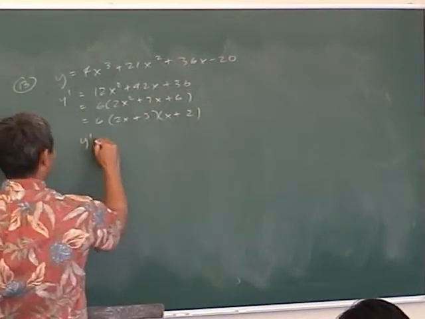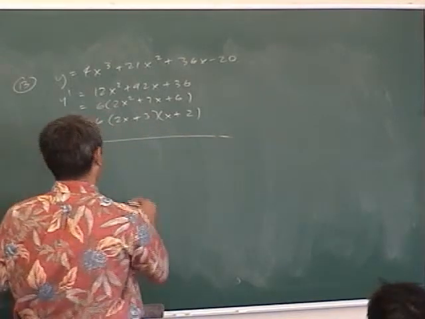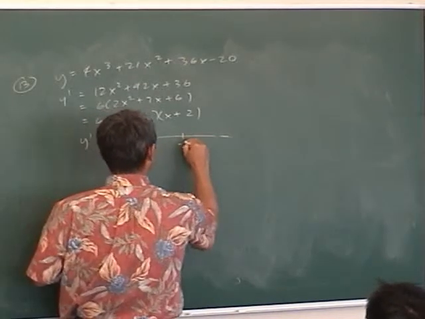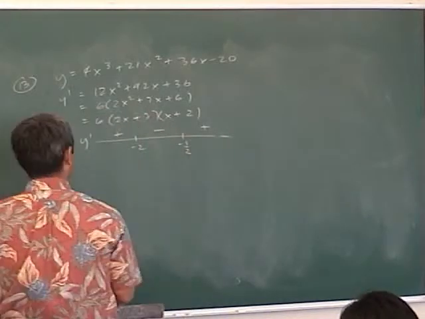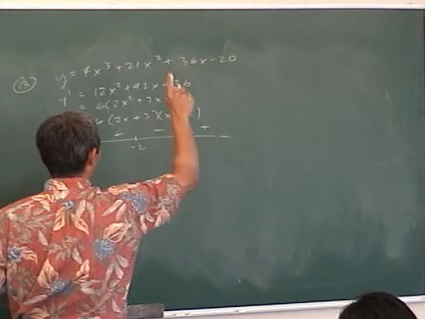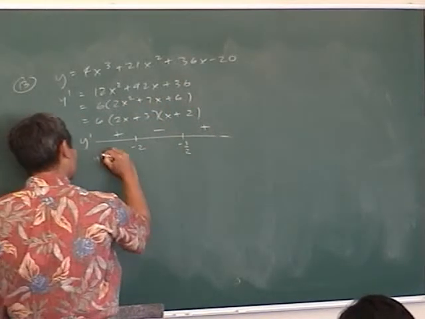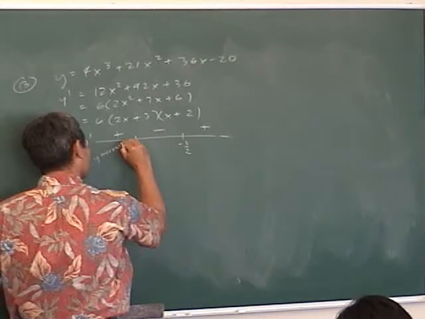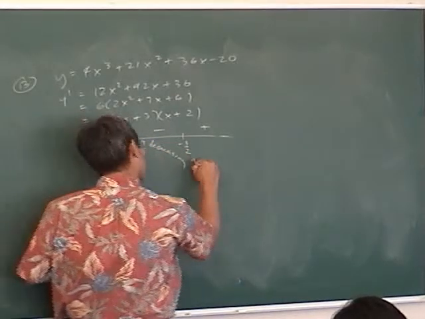So number line, see how I label my number line? And some of you guys just wrote negative 2, negative 3 halves. How do I know it's plus minus plus? Because if I graph this, it's a parabola opening up. It's above, below, above, or just plug in numbers. So y is increasing. Y is decreasing. Y is increasing.